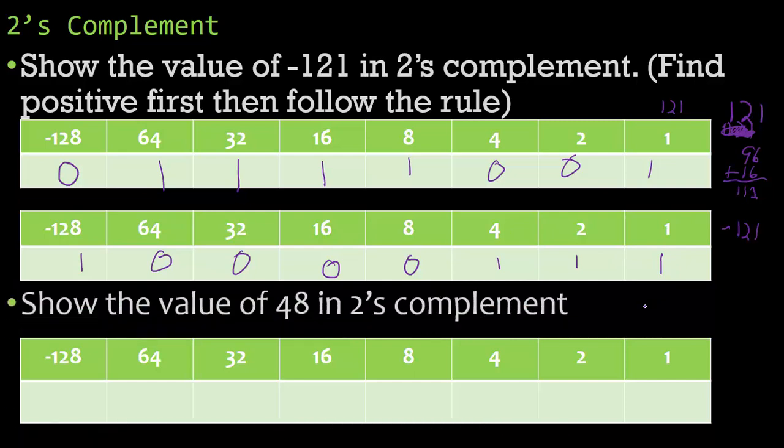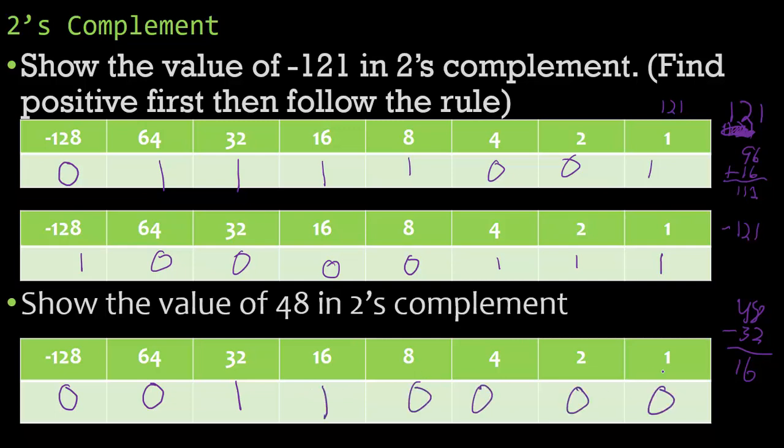Show the value of 48 in 2's complement. Easy. 48 is a positive number, so the leading bit must be a 0. Do I need 64 to get to 48? I don't. Do I need 32? Yes, I do. Now I'm looking for 16, because 48 minus 32 is 16. I did it a little backwards up here. You can do it however you want. Oh, here's a 16. And this is 48 in 2's complement.